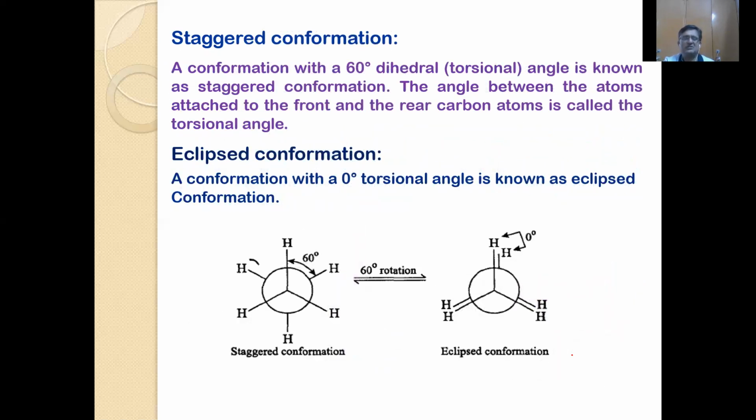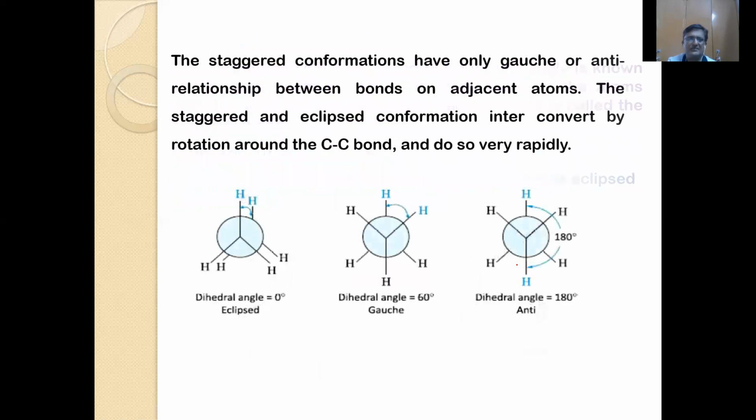In an easy way, you can look into both the structures. Staggered conformation it is. When it gets rotated by an angle of 60 degrees, all hydrogen atoms will come very close together and it gives the eclipsed conformation. Here you will find every hydrogen atom is far away from each other, but they are at close approach. Staggered conformations have only gauche or anti relationship.